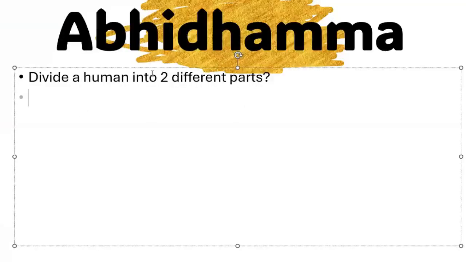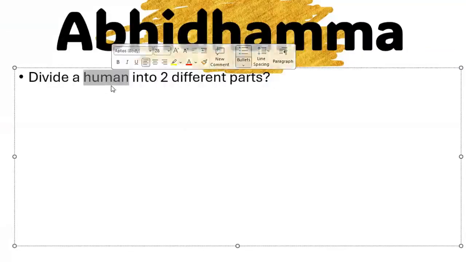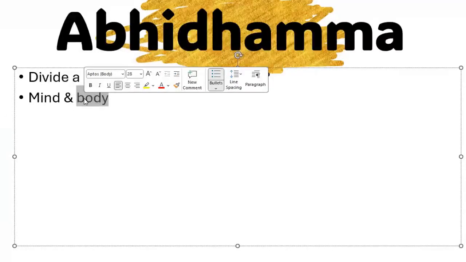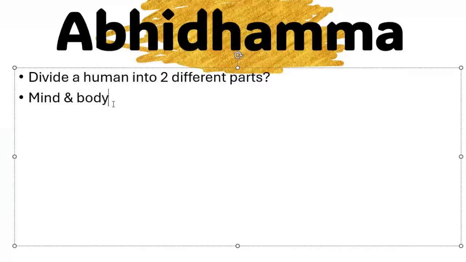But these two different parts should make up a complete human. So the best answer for this question is mind and body. Without mind, or without body, we cannot call someone a human. If only the body is there, we call it a dead body. So without a functioning mind, a human cannot exist. A human should have these two parts. It is essential to have these two parts to be a human. So here we have divided human into mind and body.